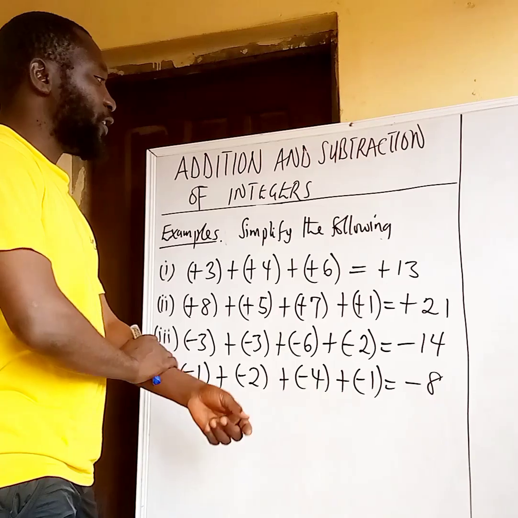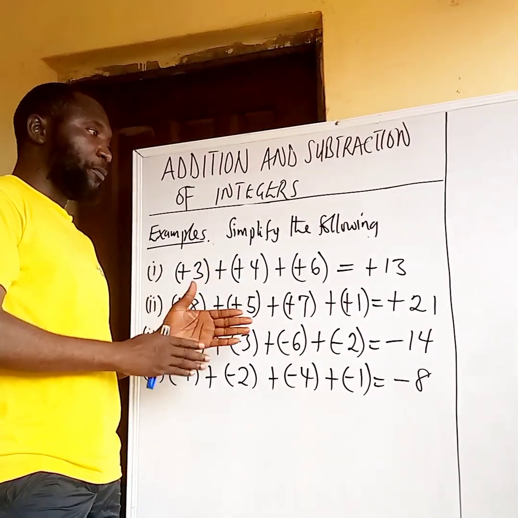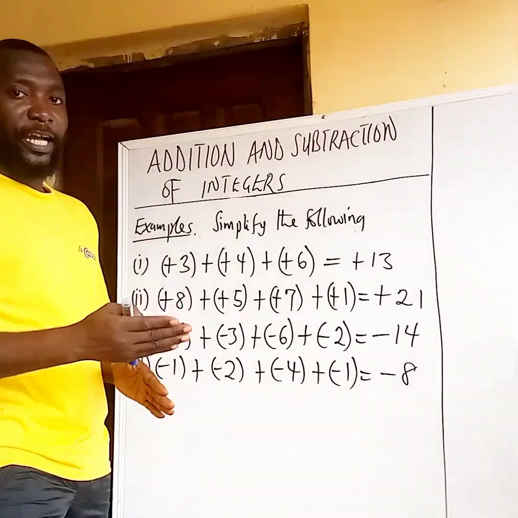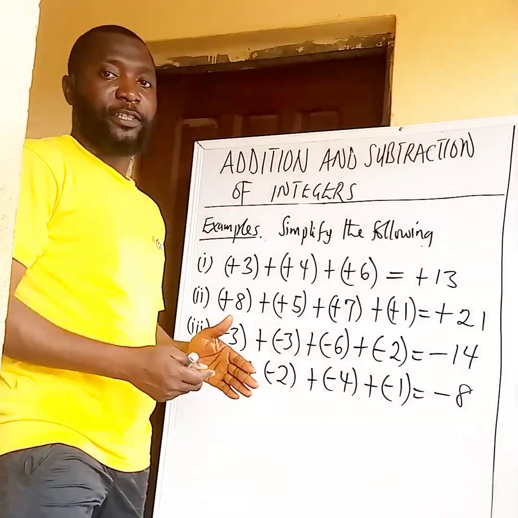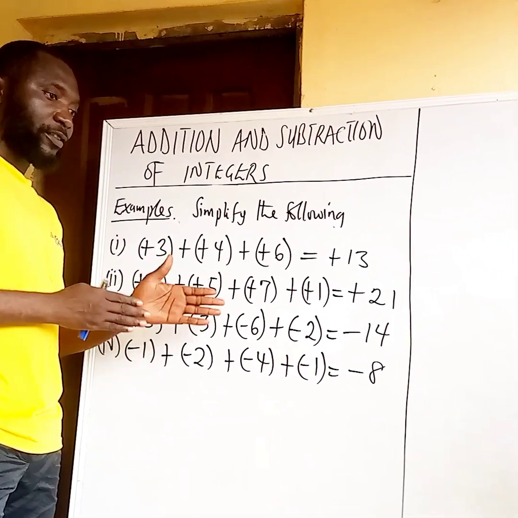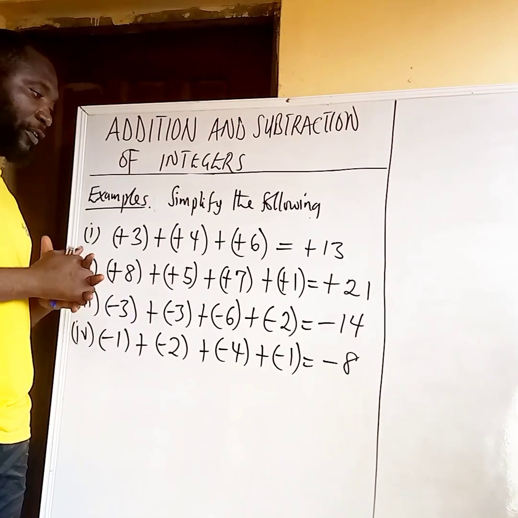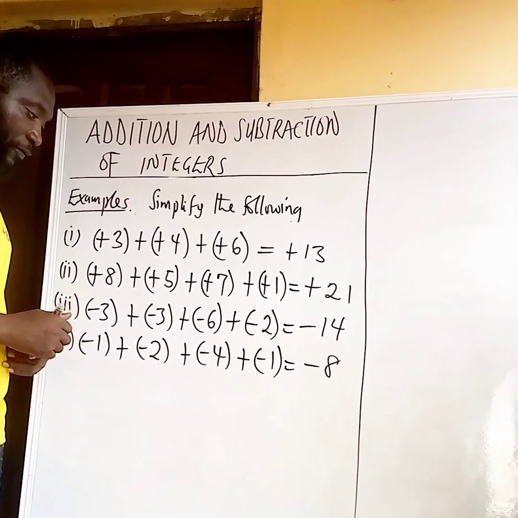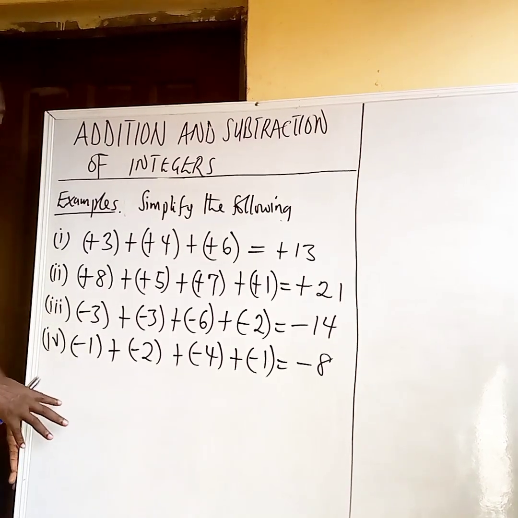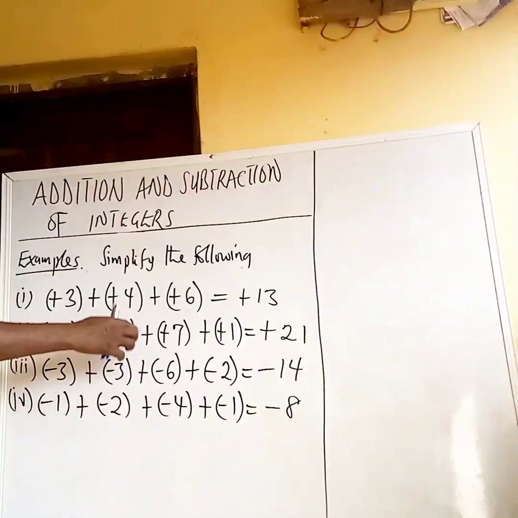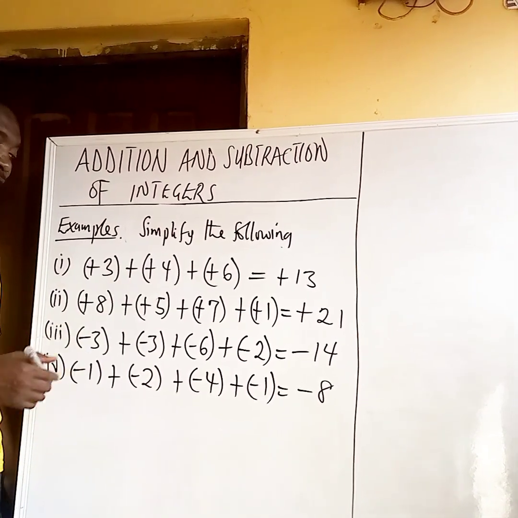Now, the second case is when we have a mixture. Maybe you are adding a positive integer to a negative integer, or you are taking a negative integer from a positive integer. So when these signs are mixed together, then the case will be different. The method we are going to use for the second case can also be used for these first four examples, and we are still going to get our result.